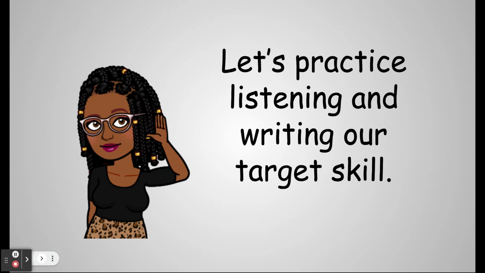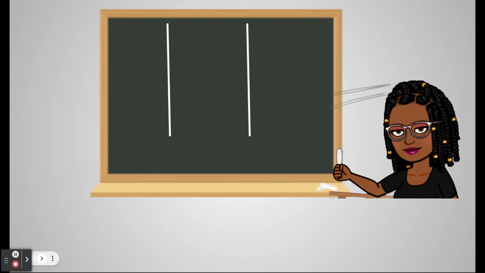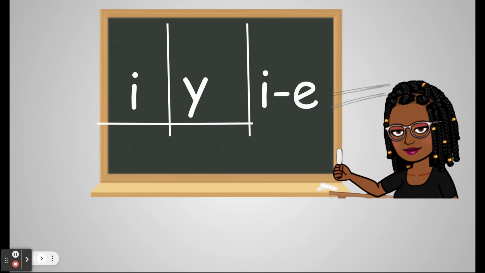All right, my friends, you'll need to take out your board, your marker, your notebook, your pencil. We're going to practice listening and writing our target skill. Ready? Let's begin. You know three ways to spell this one sound. Go ahead and split your board into thirds. Sound is I. Repeat. I. I spells I. Y spells I. I blank silent E spells I.